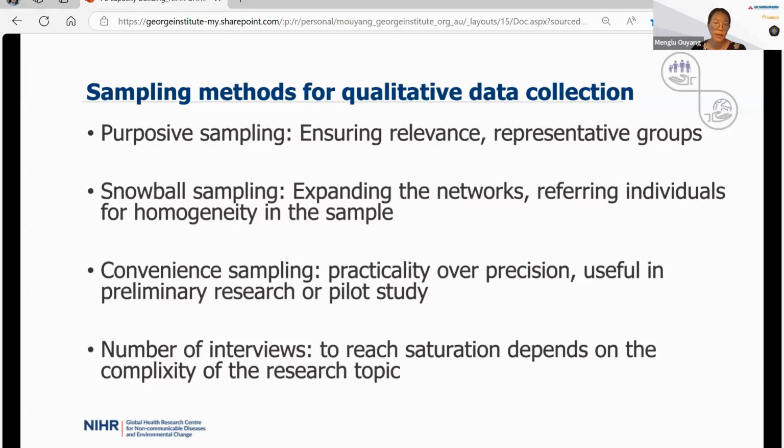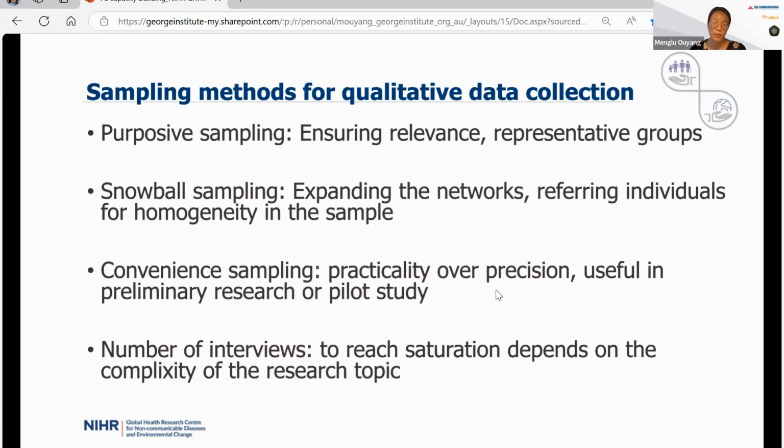For qualitative data collection, people usually ask questions like, how many participants should we have for the interviews, and how many focus group discussions should we have to make sure we have enough data. But actually, qualitative data collection is not like the quantitative way, using sample size calculation or power calculation for the statistical analysis.